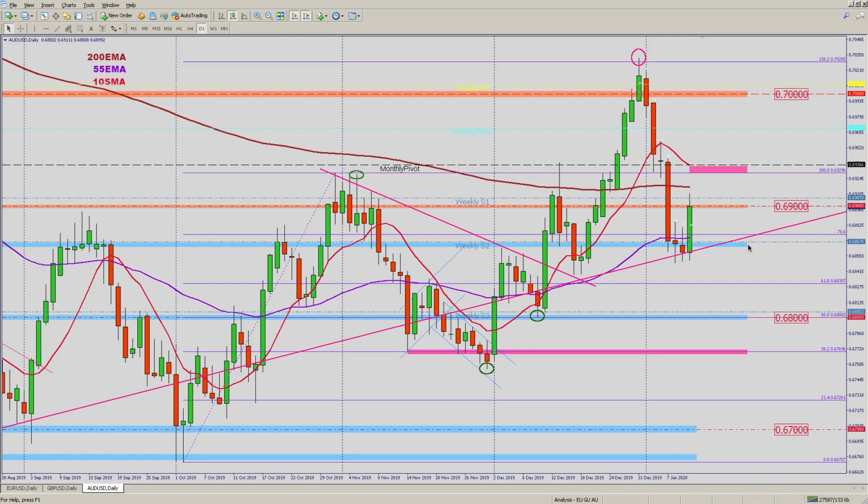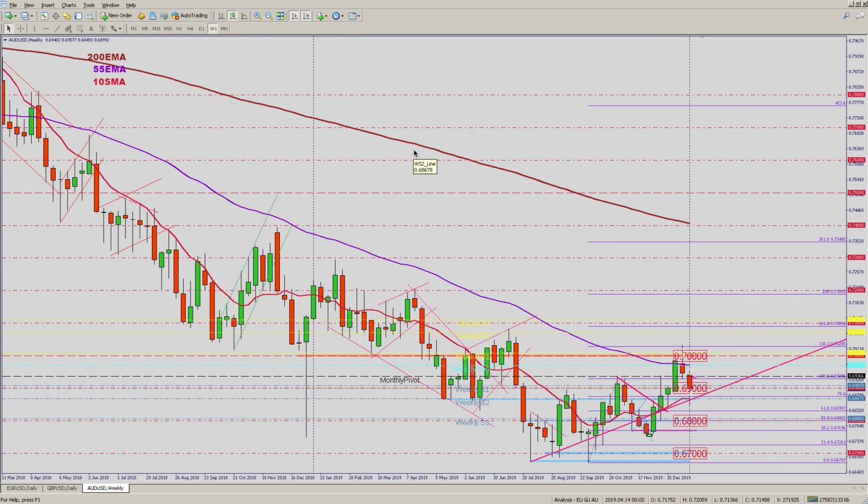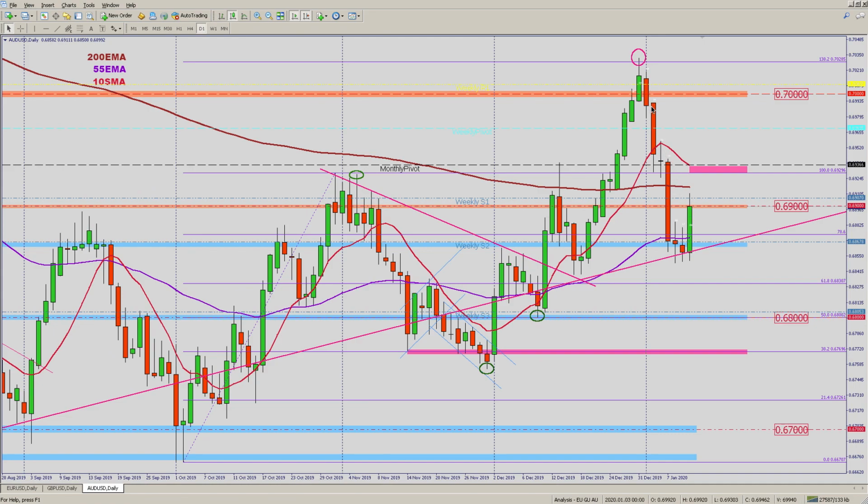Support is holding at this 0.6870 area along with the rising trend line. Let's take a look at the weekly time frame. It's also a large spinning top, and there could be some consolidation as well, since it did fall from the monthly pivot and fell hard to the lower trend line, to this rising trend line.